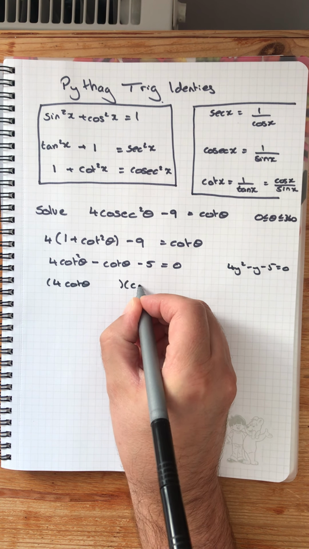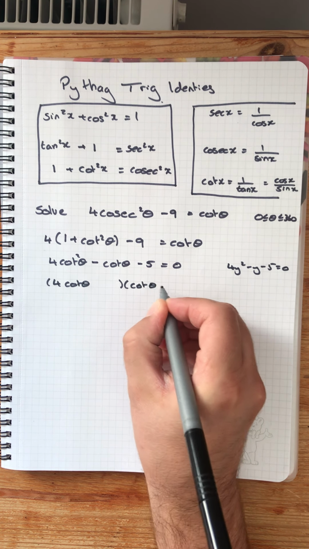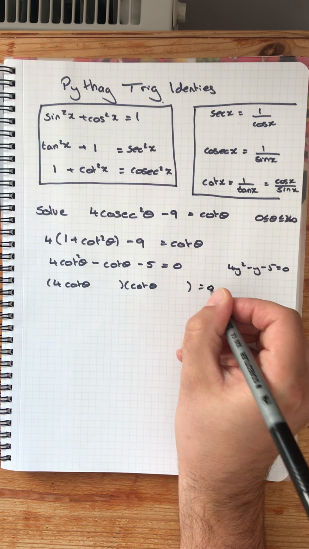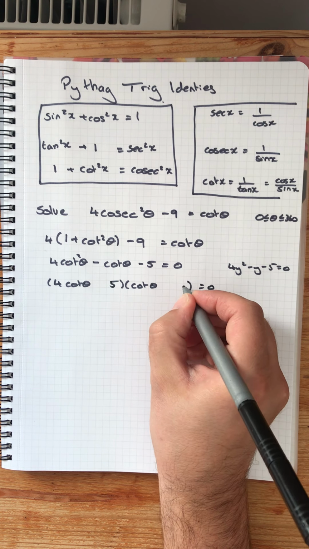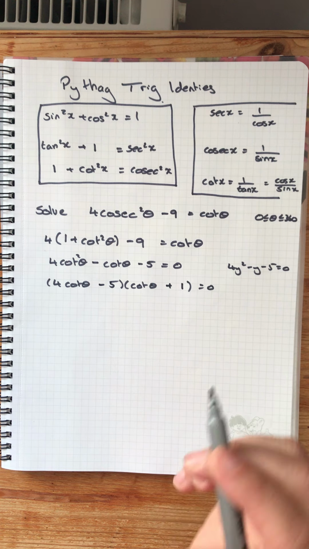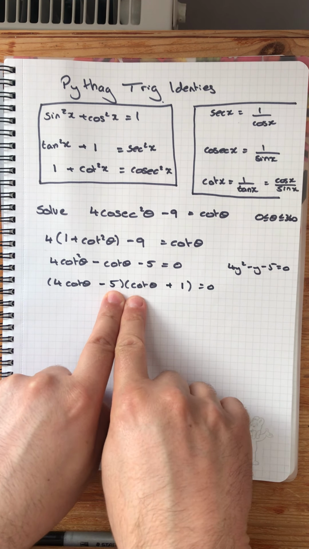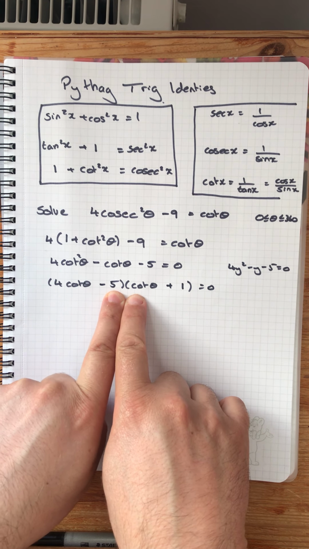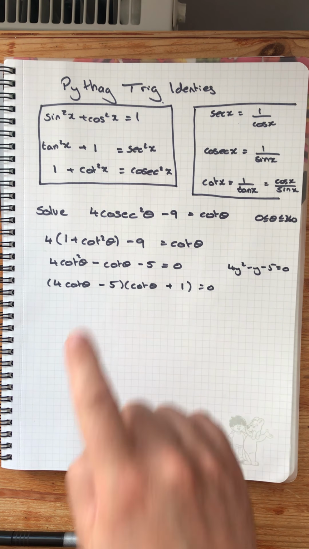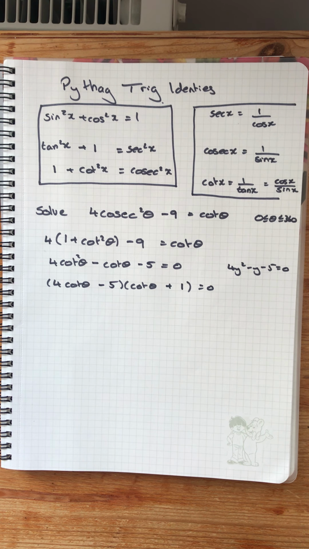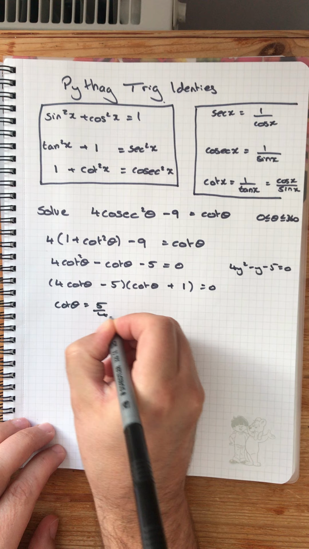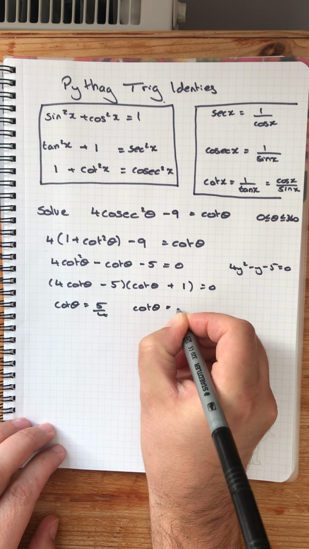It wasn't obvious that it splits up to 4 cot theta and cot theta, because it could have been 2 cot and 2 cot in the brackets. But then we want multiples of 5, and if I put them in this way round, let's just double check. That's going to give me minus 5 lots of cot theta. That will give me plus 4 lots of cot theta, so that give me the minus 1 in the middle. So that means then that cot theta is equal to 5 over 4, or cot theta is equal to minus 1.